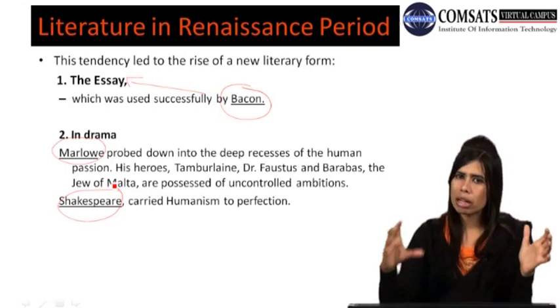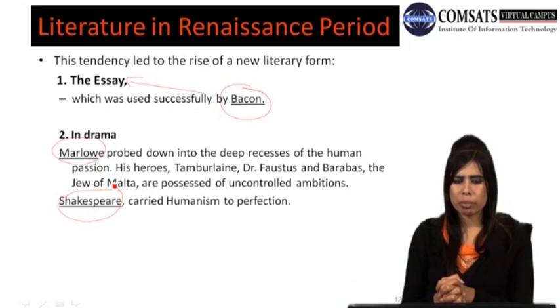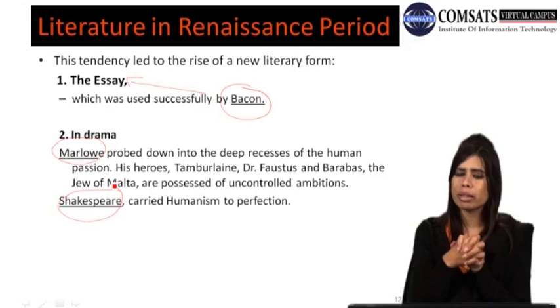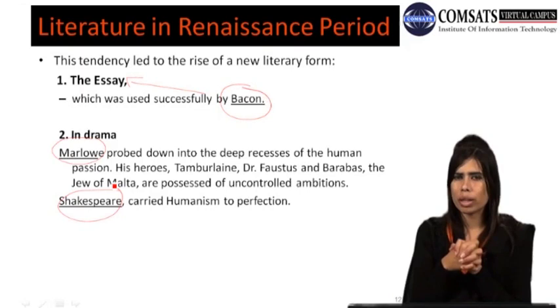And Shakespeare, the very prominent figure in the Elizabethan period, carried humanism to perfection. Basically, he took the concept from humanism and carried it towards perfection. That is why this whole period is known as the age of Shakespeare as well.